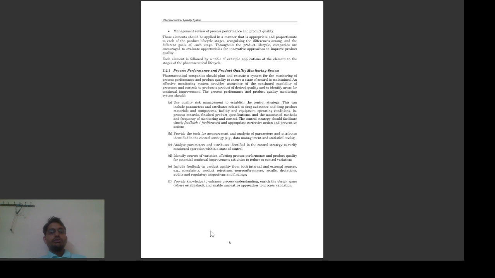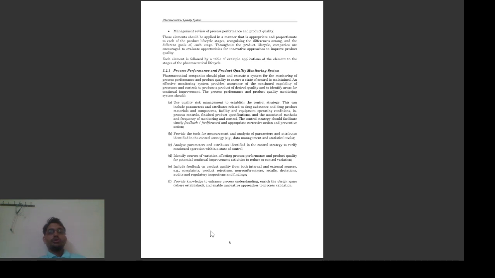Process performance and product quality monitoring system. Pharmaceutical companies should plan and execute a system for the monitoring of process performance and product quality, to ensure a state of control is maintained at each stage. An effective monitoring system provides assurance of the continued capability of processes and controls to produce a product of desired quality, and identifies areas for continual improvement.